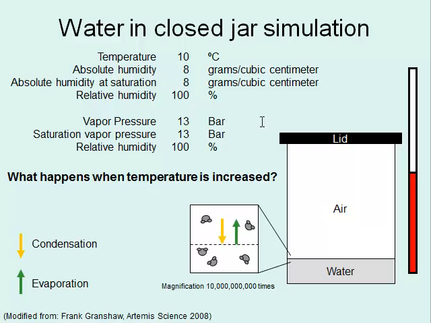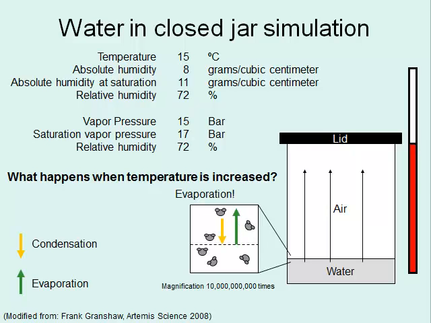So when we increase temperature in this scenario, we add some energy in, things are going to change. We increase by about 15 degrees Celsius. We see our absolute humidity stays the same, whereas our absolute humidity at saturation changes. We go to 11. We divide these two numbers, multiply by 100, and we get a relative humidity of 72%. Same thing here. We see our vapor pressure numbers change, and we get a new percent of relative humidity.